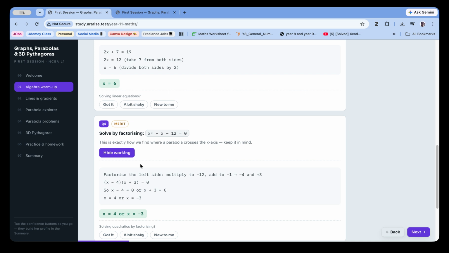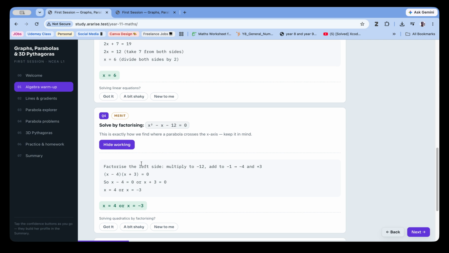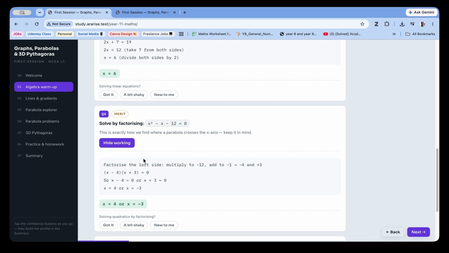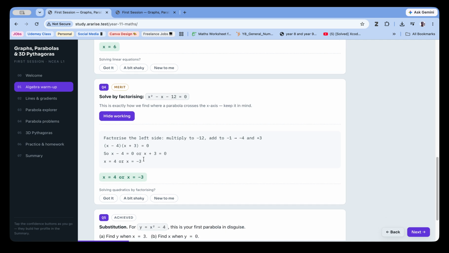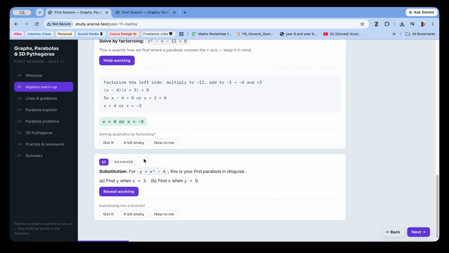Now here's the clever bit. If two things multiply together to give 0, then at least one of them must be 0. So either x minus 4 equals 0, giving x equals 4, or x plus 3 equals 0, giving x equals negative 3. Two answers, x equals 4 or x equals negative 3. And just like that, you've solved the quadratic.